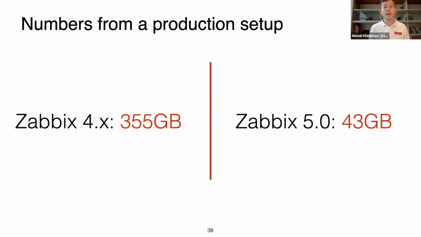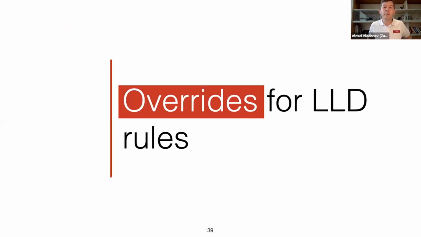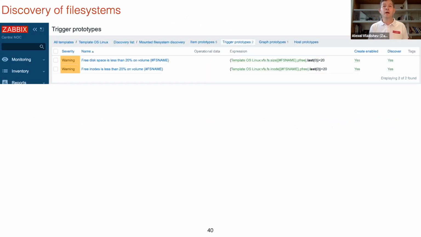Oh, sorry. Yeah. Another nice improvement, especially for those who use low-level discovery quite extensively: support of overrides for low-level discovery. What does it mean? It means that now when Zabbix discovers some file systems, for example, or files or some other resources, say network interfaces, it creates kind of identical objects. It creates triggers based on the same trigger prototype. It creates items based on the same item prototypes.